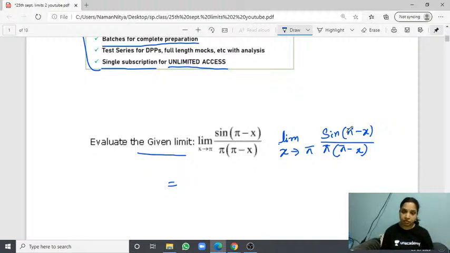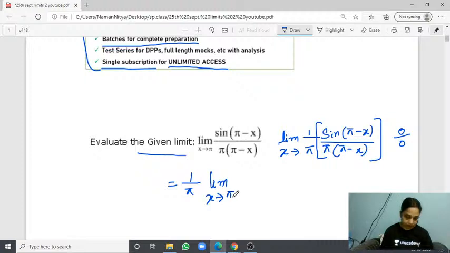So how are you going to do this question, Karthik? Okay, so here obviously if you put x equal to pi in this function, you can observe that we get sine 0, that is 0. So this is 0 by 0 form. If you want, you can apply L'Hospital rule also for this particular question. Or what else you can do? Okay, 1 by pi, this I will keep outside the limit. 1 by pi limit x tends to pi.